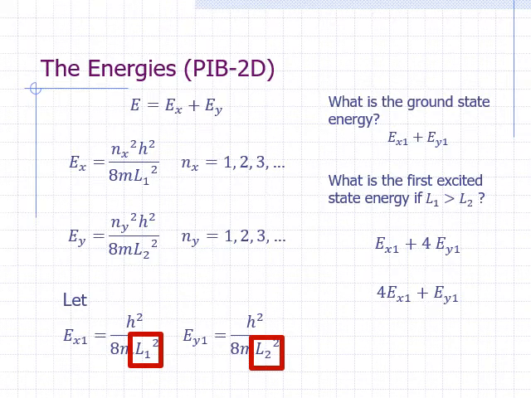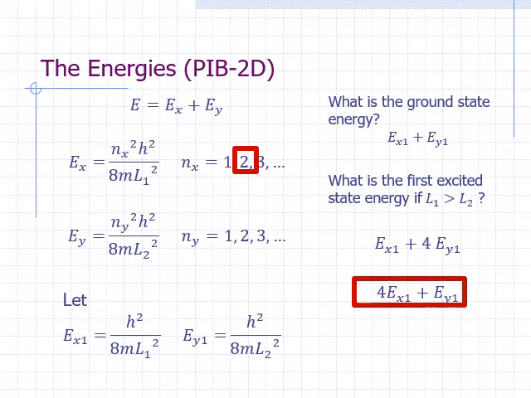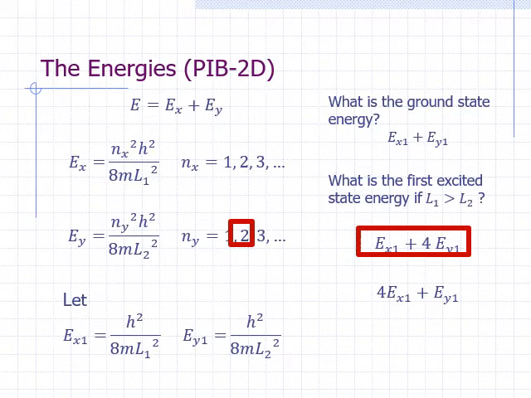An increase in n sub x will cause a smaller increase in the total energy compared to the same increase in n sub y. Therefore, the first excited state, if L1 is longer than L2, would correspond to n sub x equals 2, which means E sub x is 2 squared times E sub x1, or 4 times E sub x1. The first excited state energy is 4 E sub x1 plus E sub y1. However, if L1 is less than L2, then the first excited state energy is E sub x1 plus 4 times E sub y1.